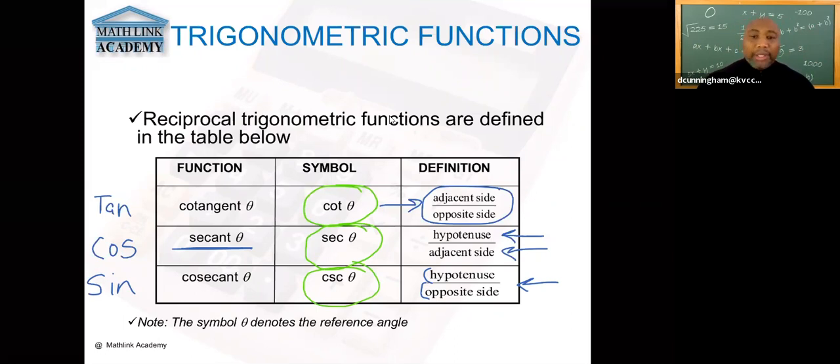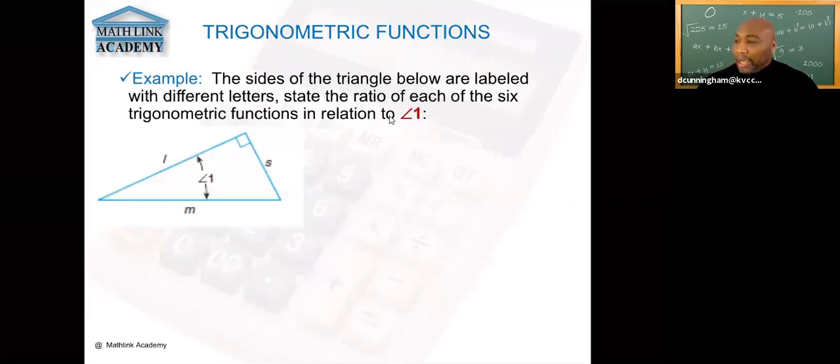Again, put these in memory, know these by heart. I know there is an acronym, and so make sure you learn the acronym if you want to go that particular way. Now, let's look at this example, great example, trigonometric functions. The sides of the triangle below are labeled with different letters. State the ratio of each of the 6 trig functions in relationship to angle A. Angle 1. So here's angle 1.